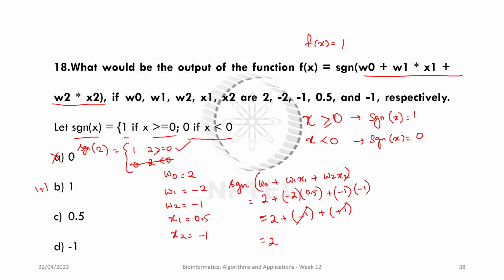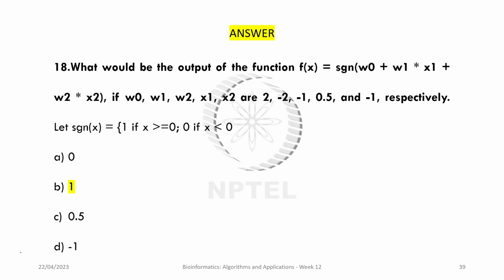So when you see this equation and f of x is equal to sgn of some function or relation, you know that it cannot be 0.5 and it cannot be minus 1 simply because it's not part of the options in the first place. Therefore, it has to be 0 or 1. Since it's a positive value and greater than 0, it is 1. Was that clear, Kritika? Okay. So we can all agree on B and proceed.